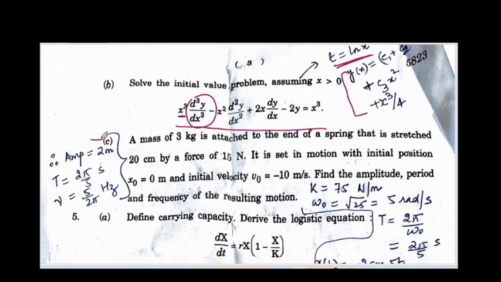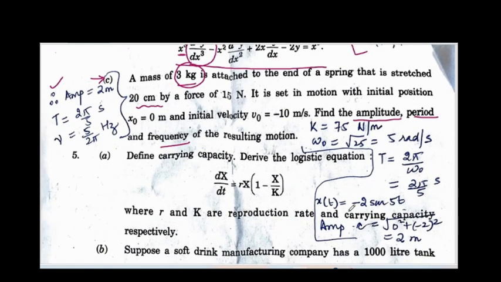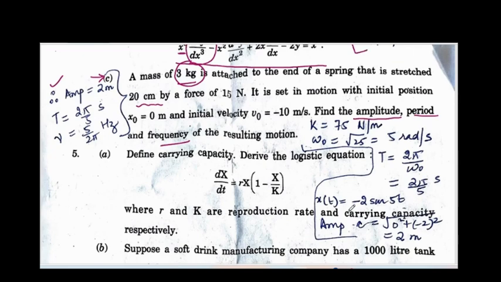Now the third part from this question was from simple pendulum, a straightforward question. You were given a mass which is attached to the end of a spring stretched by 20 centimeters, so you are given the length, you are given the mass, you are given the force, everything is given to you, and you were just required to substitute them in the appropriate formula to find out your amplitude, period, and frequency. So I've written everything here, and I've written the final answers also, so you can tally your answers from here. It's just a direct substitution question, very easy.